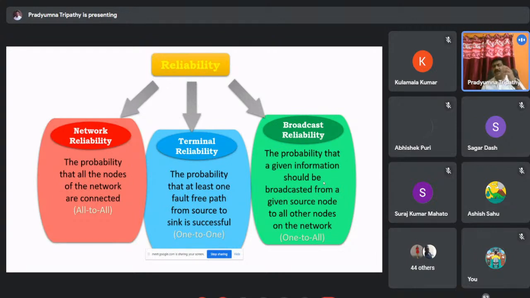Similarly, we have broadcast reliability. The broadcast reliability says the probability that a given piece of information can be broadcast from a given source node to all other nodes. That means from one node, it should reach all other nodes. It is a one-to-all reliability. So for a network, we may require any of these: network reliability, terminal reliability, or broadcast reliability.